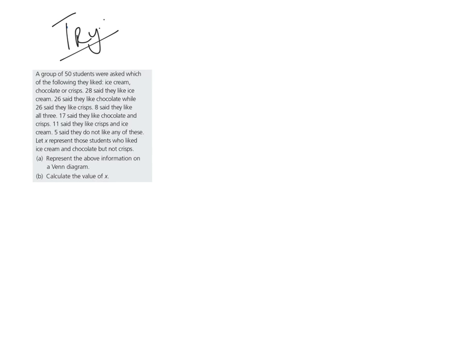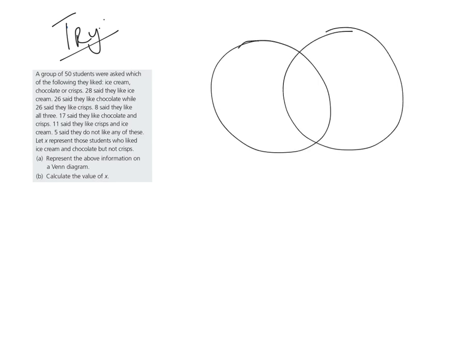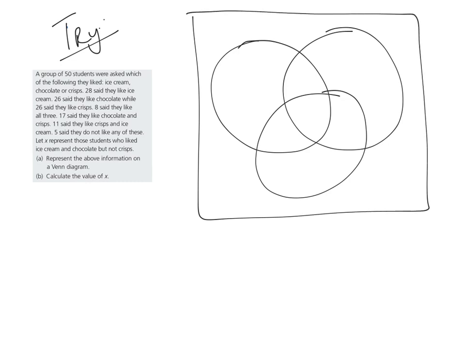Okay, so I'm going to start by drawing my 3 circles and my universe, and we know that our universe has to add to 50. Okay, so I'm going to label each of them. So we've got ice cream, we've got chocolate, and we've got crisps. Unfortunately, because I've got 2 C's, I could call it CH and C word, but you get the idea.